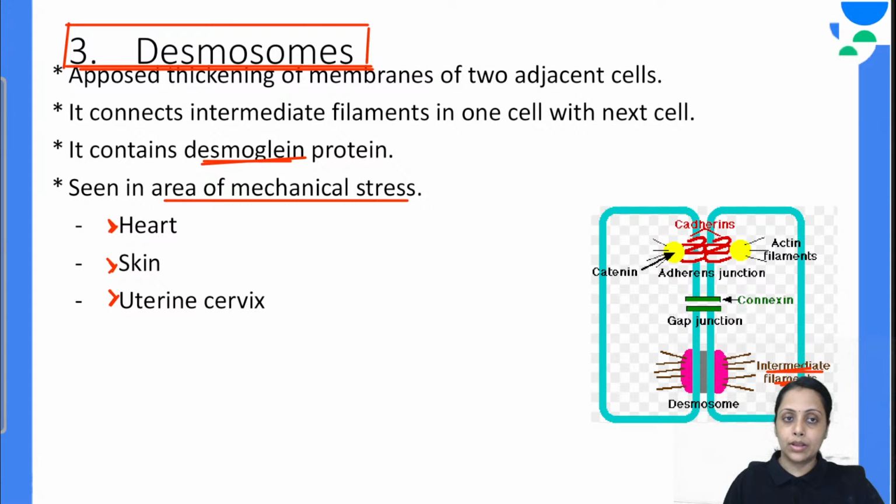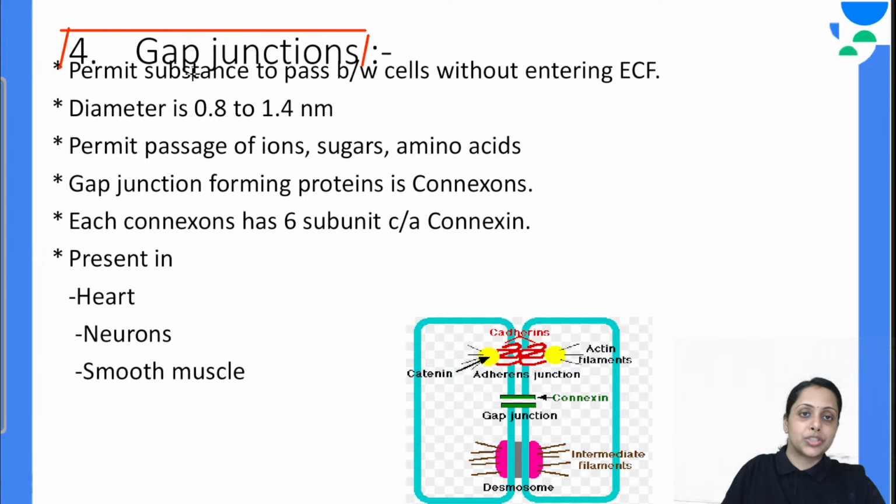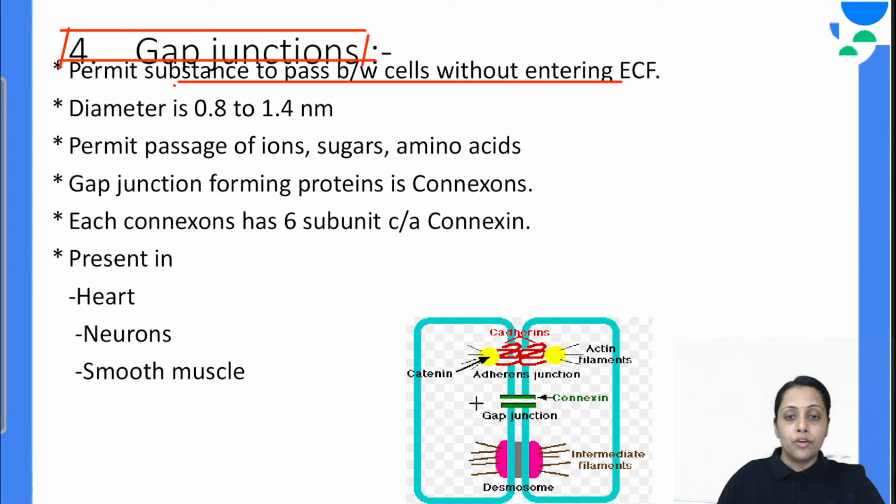Is this clear? Moving to the next, that is the gap junction. This gap junction permits substances to move from one cell to another cell without moving to the ECF. Without going to the ECF, ionic movement can occur from one cell to another through this gap junction. The diameter of this gap junction is 0.8 to 1.4 nanometer, and it can permit the passage of ions, sugars and amino acids. Gap junction forming proteins are connexins, and each connexon consists of 6 connexins.